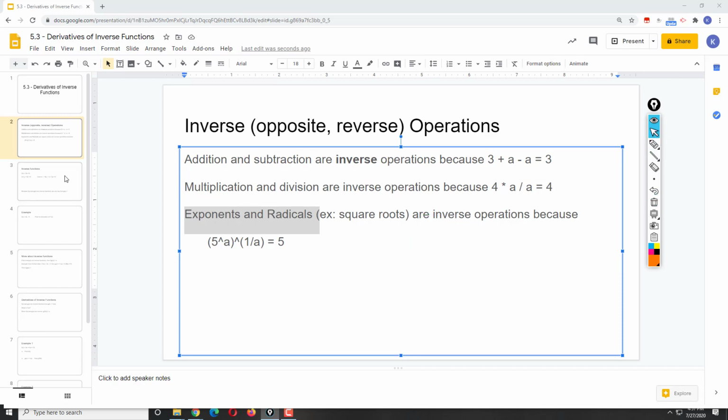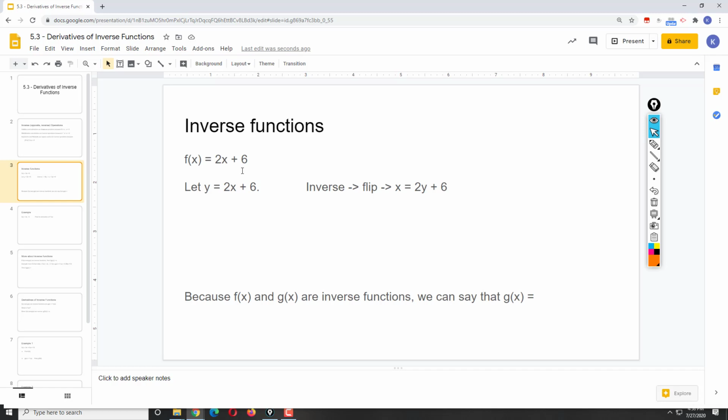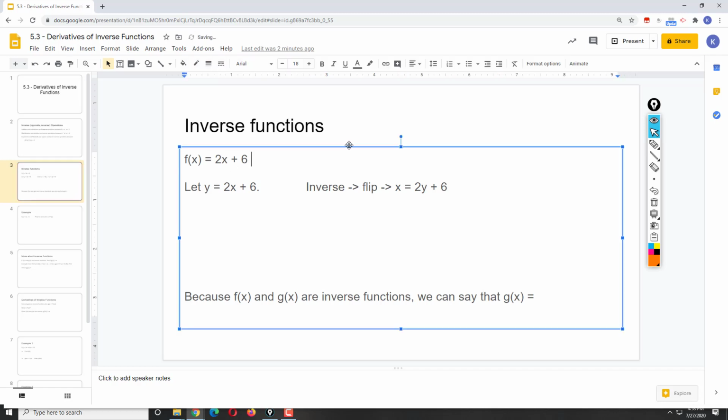Functions can also be inverse. For example, let's say that f of x is 2x plus 6. Well, if that's the case, then f of 5 would equal 2 times 5 plus 6. 10 plus 6 is 16, right? So f of 5 is 16. In other words, the function f of x takes us from x equals 5 to y equals 16. I'm going to use y equals f of x. In math, we like to say f of x maps x to y. So it takes us from x equals 5 to y equals 16.